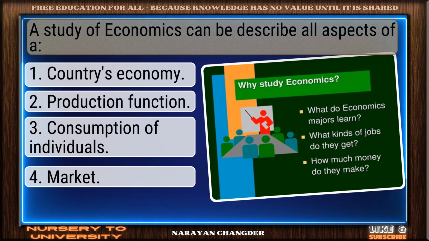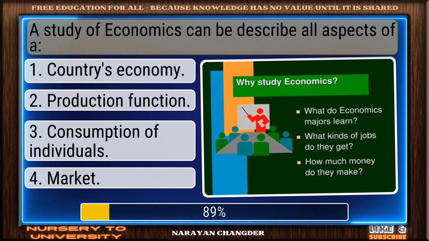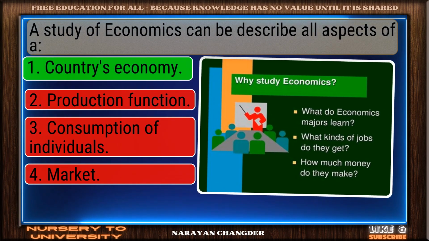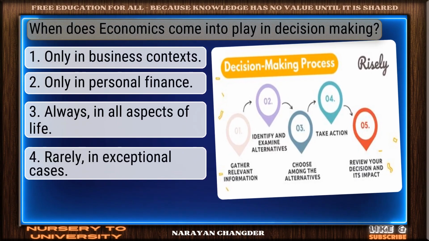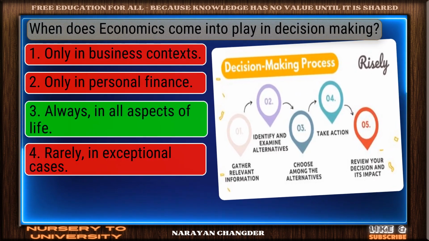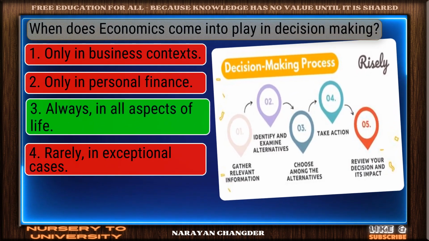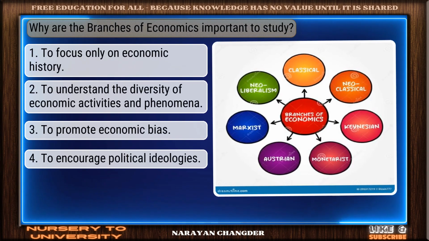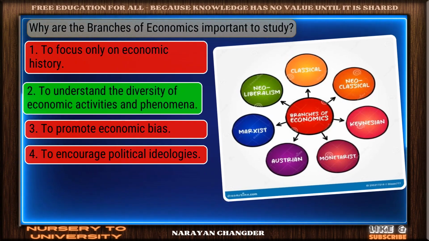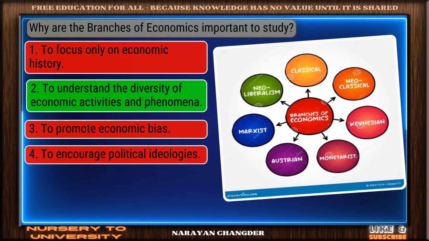A study of economics can describe all aspects of a country's economy. Sharp thinking. Country's economy is the right choice. When does economics come into play in decision making? On track. Always, in all aspects of life, is the correct answer. Why are the branches of economics important to study? Right again. To understand the diversity of economic activities and phenomena is a valid answer.